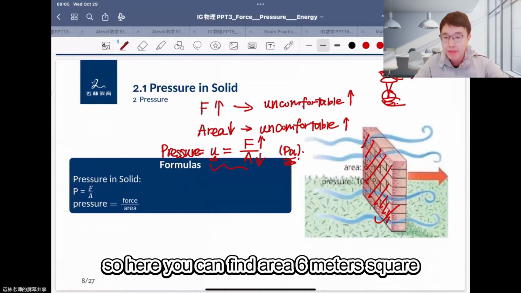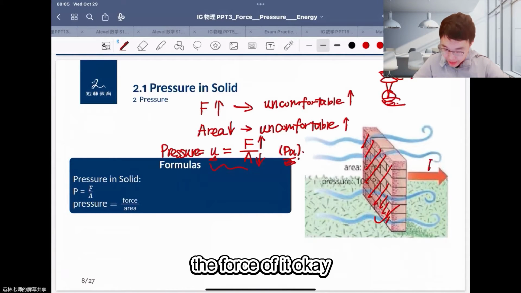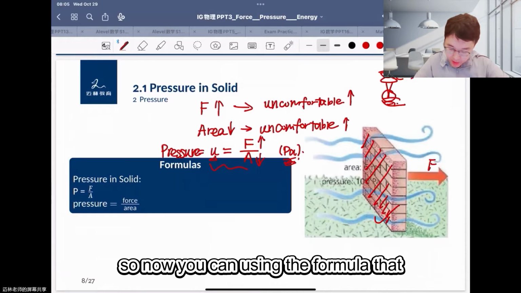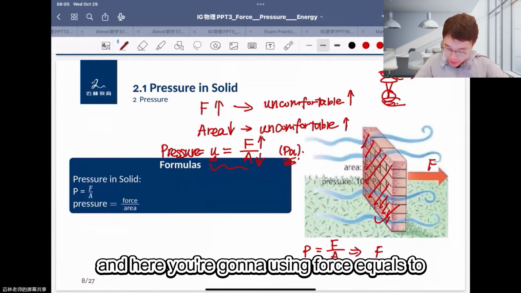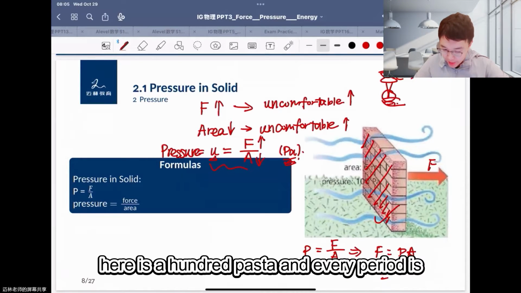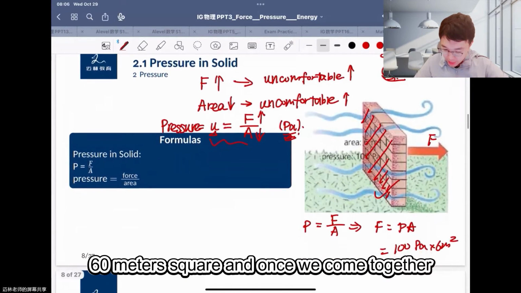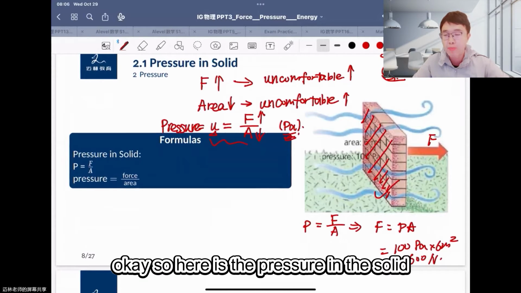So here you can find the area is 6 meters squared and the pressure is 100 Pascal, and you need to find the force, okay? Now you can use the formula pressure equals force over area, right? And here you can use force equals pressure times area. The pressure here is 100 Pascal, and the area here is 6 meters squared. Once we multiply them together, the value is 600 Newton. Okay, so that is the pressure in the solid.